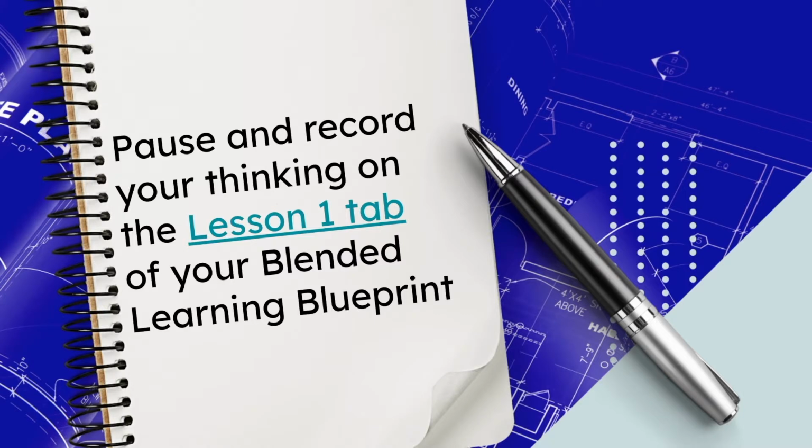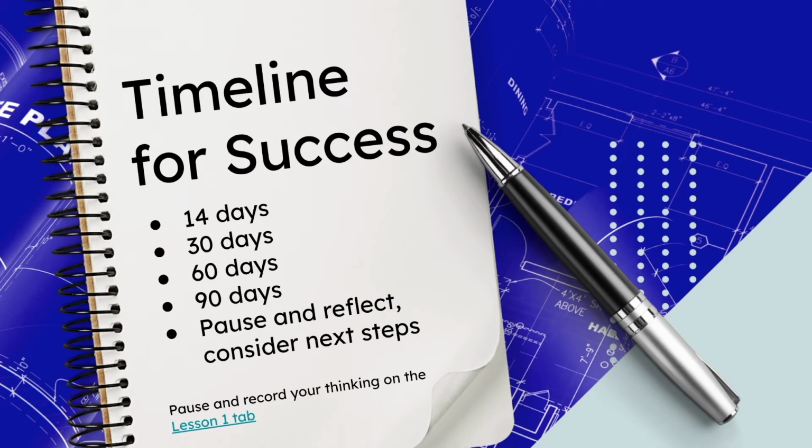Once you've identified your initial thoughts around blended learning and the reason why you're doing it, you can go on to set a goal or a timeline for success. It's helpful to think about what you're going to do in the first 14 days after working through this module to help yourself begin using blended learning. Once you've identified your 14-day goal, think about a 30, 60, and 90-day goal. Pause and reflect every now and then to readjust your goals if you need to.